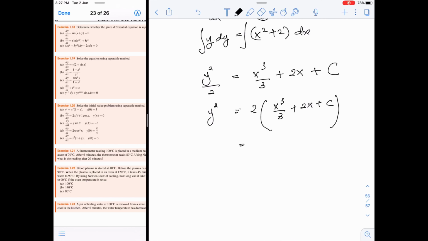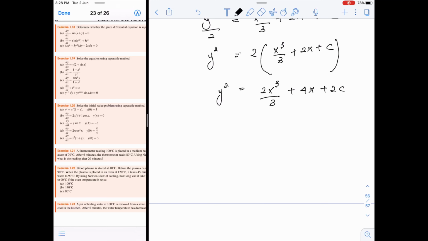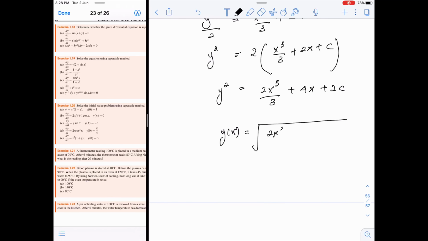So you keep y squared on the left hand side and bring the 2 to the right hand side: y squared equals 2 times (x cubed over 3 plus 2x plus c). You can expand, or you may bring the power of 2 to the right hand side directly. Let's expand first. You will have y squared equals 2x cubed over 3 plus 4x plus 2c, and then you can find y as the dependent variable. So this is the general solution that you want to find. Okay, thank you.